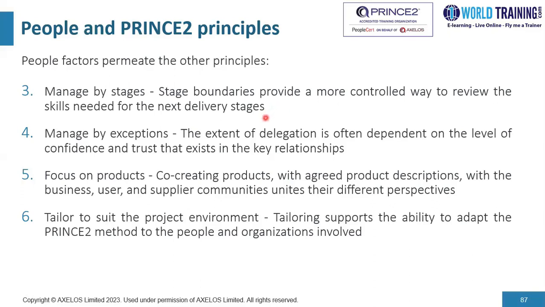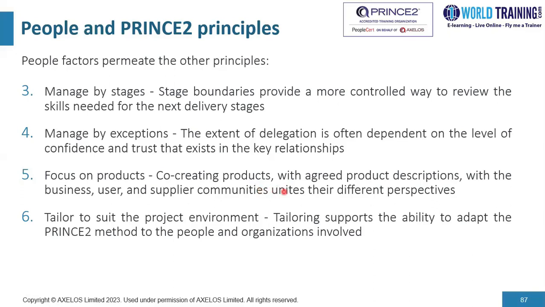The fourth one is management by exception. The extent of delegation is often dependent on the level of confidence and trust that exists in the key relationships. And the fifth one is focus on products. Co-creating products with agreed product descriptions with the business, user, and supply communities unites their different perspectives.